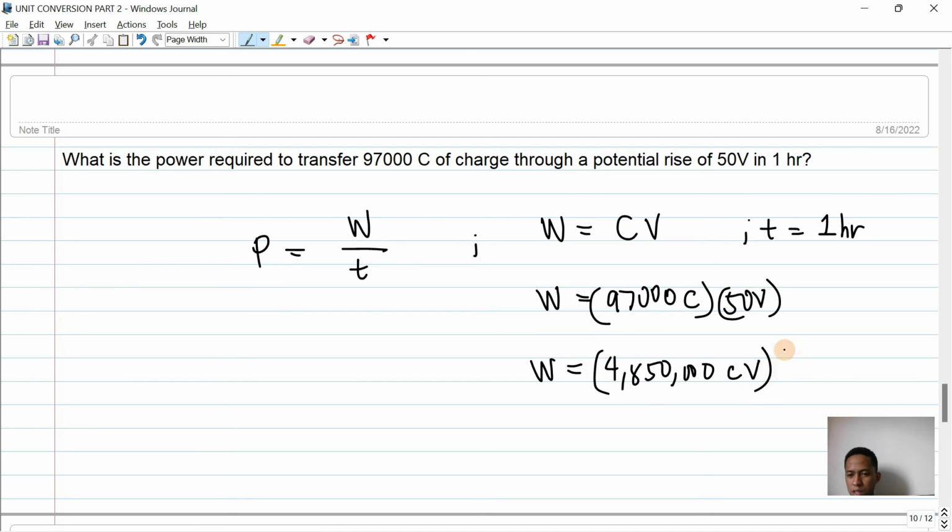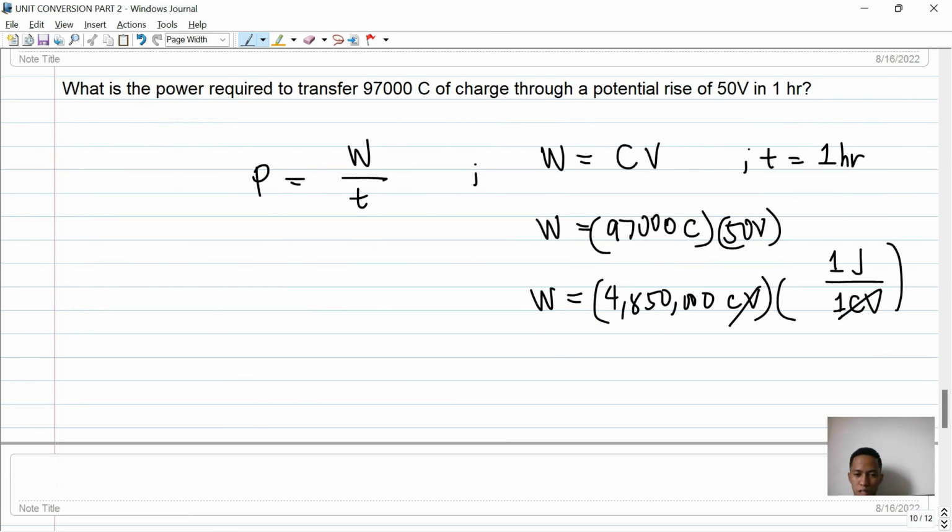So yung volt coulomb na unit, guys, is just equivalent to 1 joule. Okay, 1 joule is just equivalent to 1 volt coulomb or coulomb volt. So etong CV, which is coulomb, unit of charge, and voltage, V, is just equivalent to joule. So itong CV will cancel out. Gives you a unit of joule for your work. So that is W equals 4,850,000 joule.